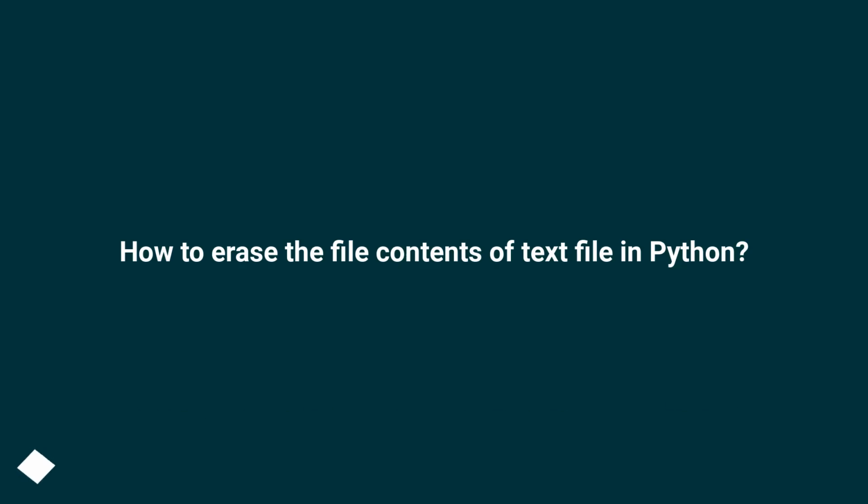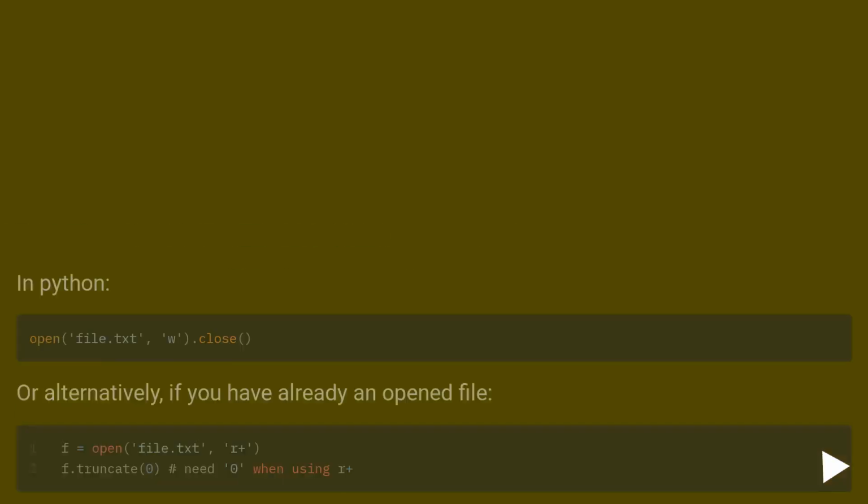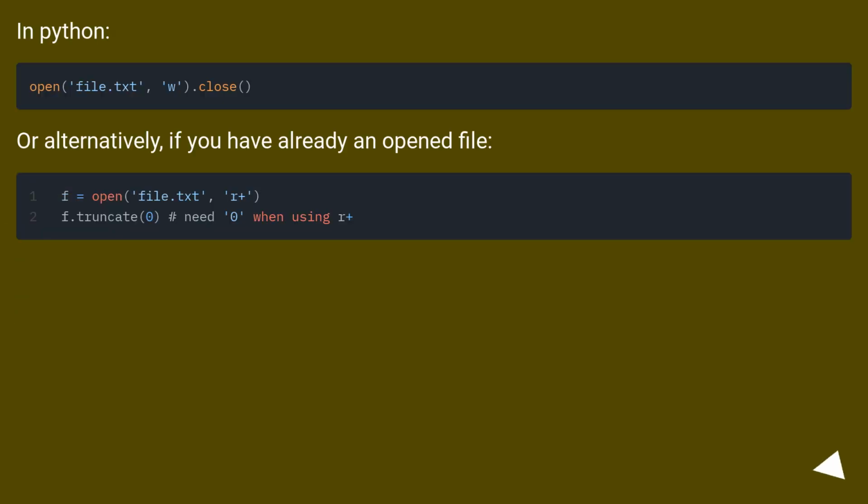How to erase the file contents of a text file in Python. I have a text file which I want to erase in Python. How do I do that? In Python.